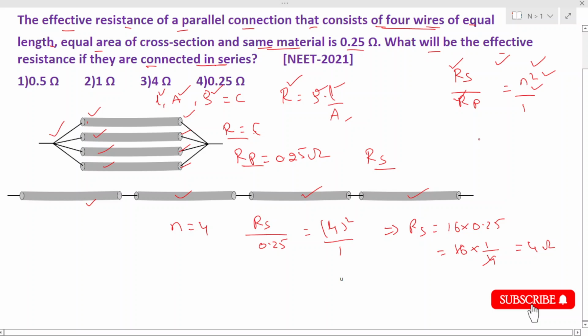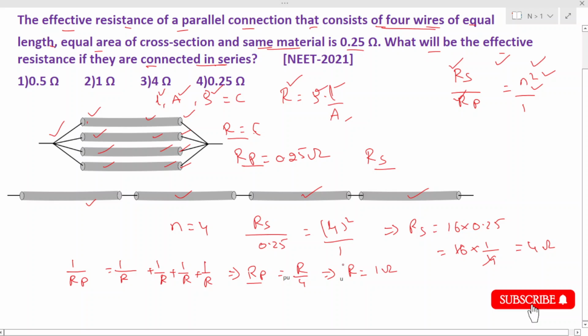If you want to do it in the general way, we came to the conclusion that the resistances of these 4 wires are equal and these 4 are connected in parallel. Using the parallel combination, I can write 1 by Rp is equal to 1 by R plus 1 by R plus 1 by R plus 1 by R. That implies Rp will be equal to R by 4. He gave Rp as 0.25, so R will be equal to 0.25 into 4, that is 1 ohm.